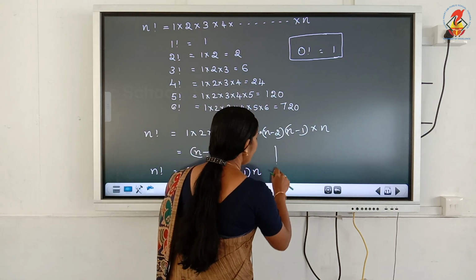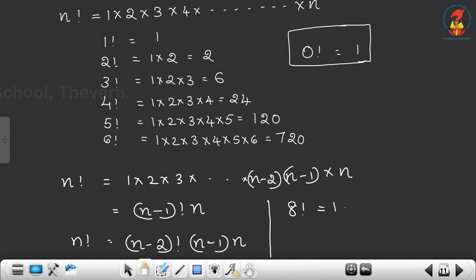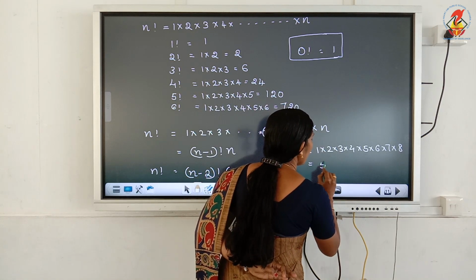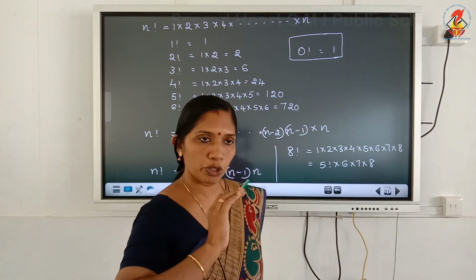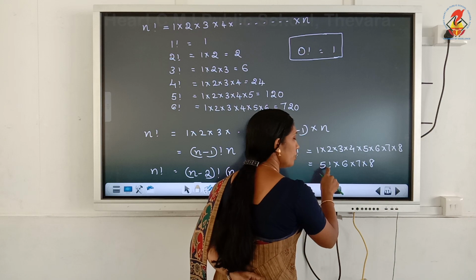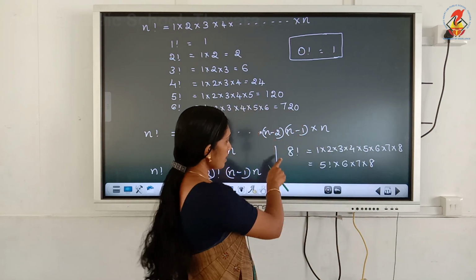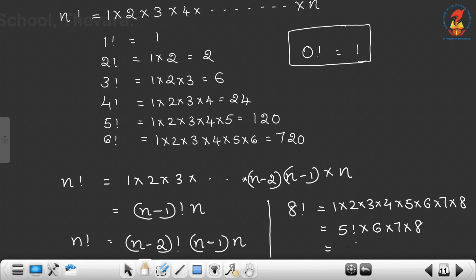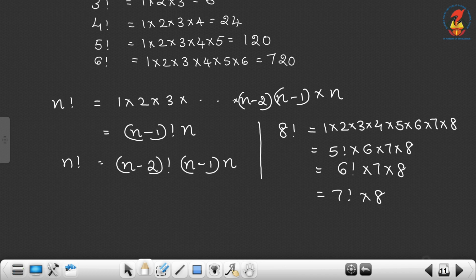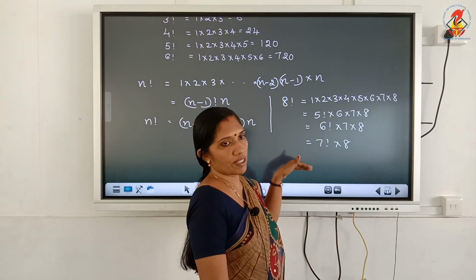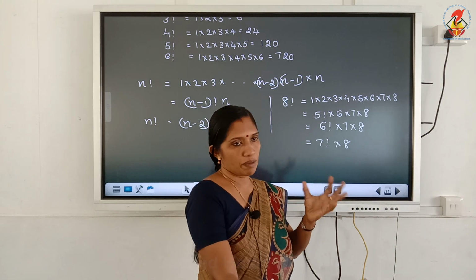Okay, for example, suppose 8 factorial. What do you mean by 8 factorial? 1 into 2 into 3 into 4, 5, 6, 7, 8. Isn't it? The same thing I can write as 5 factorial into 6 into 7 into 8. Is it correct? 5 factorial means 1, 2, 3, 4, 5. Up to that much you have to multiply, 1 into 2 into 3 into 4 into 5, into 6 into 7 into 8. That is same as 8 factorial. Or I can write 5 factorial into 6 is same as 6 factorial into 7 into 8. Or another way, I can write 7 factorial into 8. Like that, so many different ways we can express this 8 factorial. According to the question only, we split.